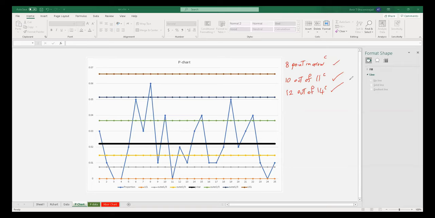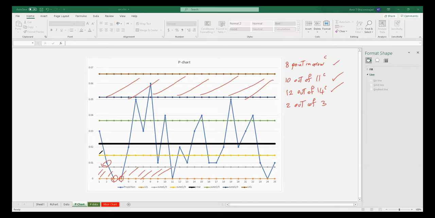Next rule. 2 of 3 consecutive points in the outer one-third region between the center line and one of the control limits. Yeah, so 2 out of 3. This is 1 out of 3. Here, the outer one-third. Look at this. 2 out of 3. So 2 out of 3 are in the outer one third.